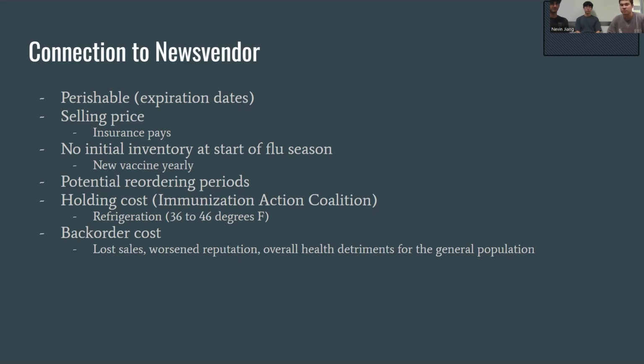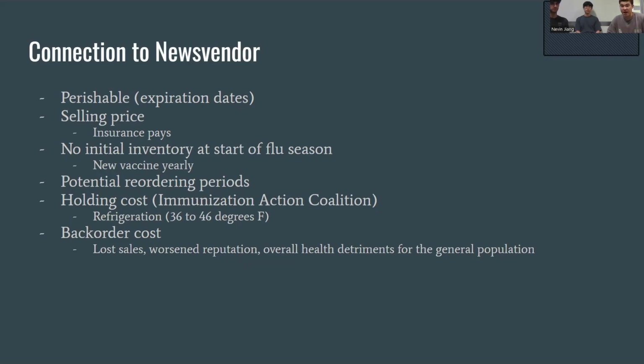There's also some fixed costs that are going to come with each ordering period, which could include shipping costs or just a fixed cost for the manufacturers. There's also a holding cost. So the flu vaccines are required to be refrigerated at anywhere between 36 degrees and 46 degrees Fahrenheit. And so there's going to be costs associated with being able to hold and store the flu vaccines in a temperature controlled area.